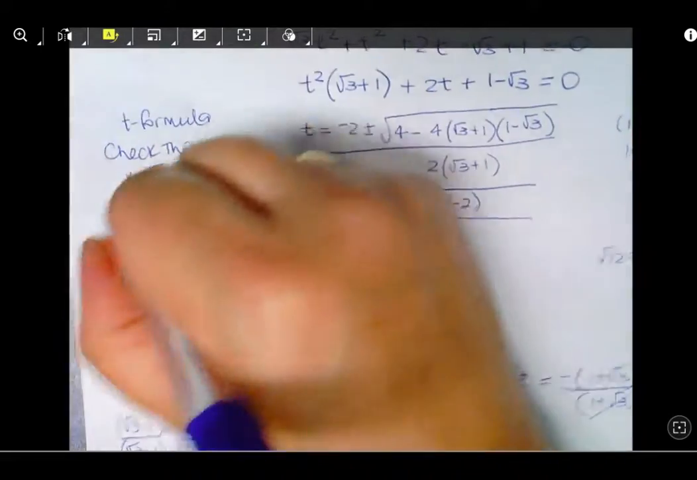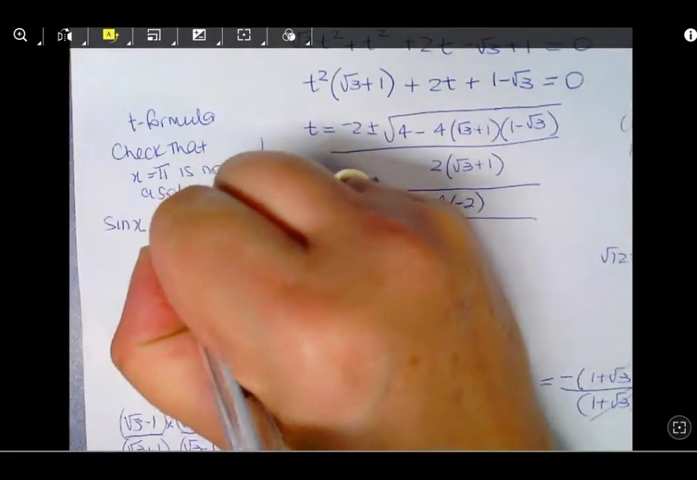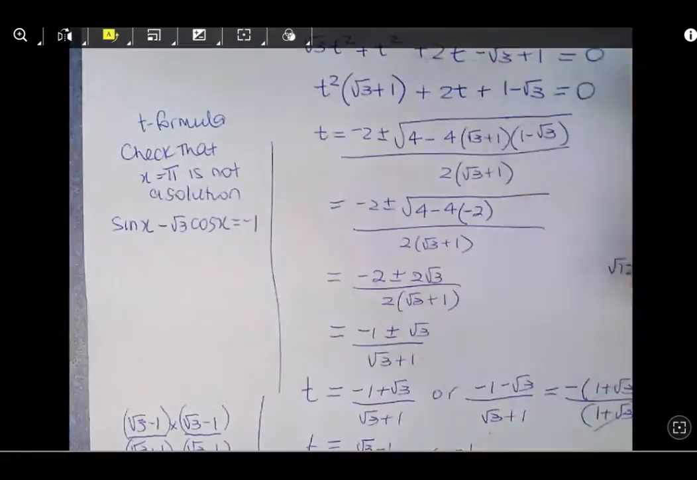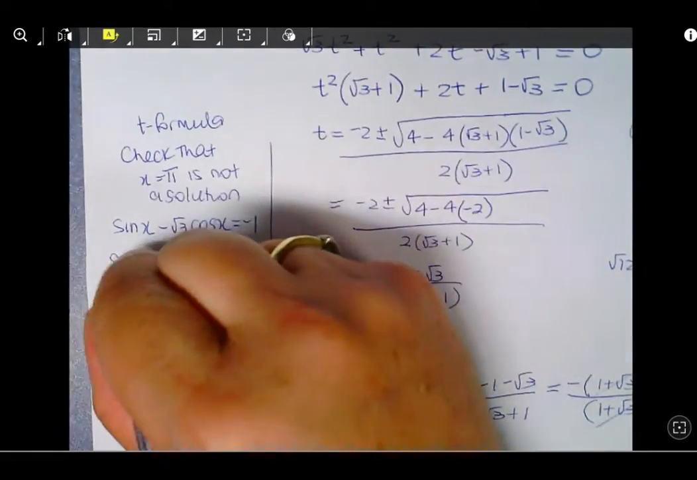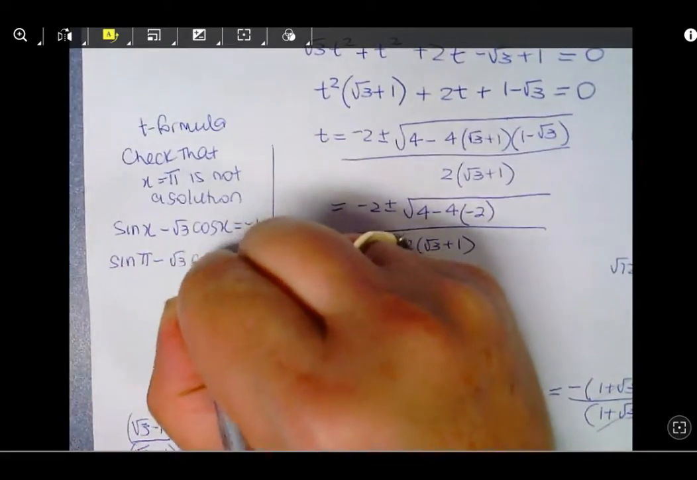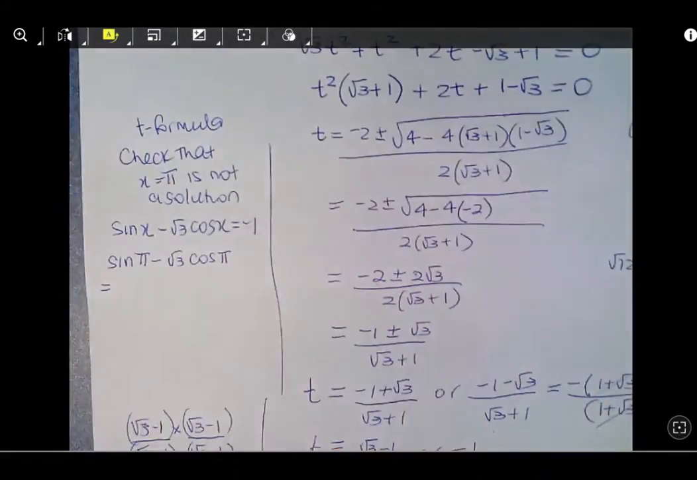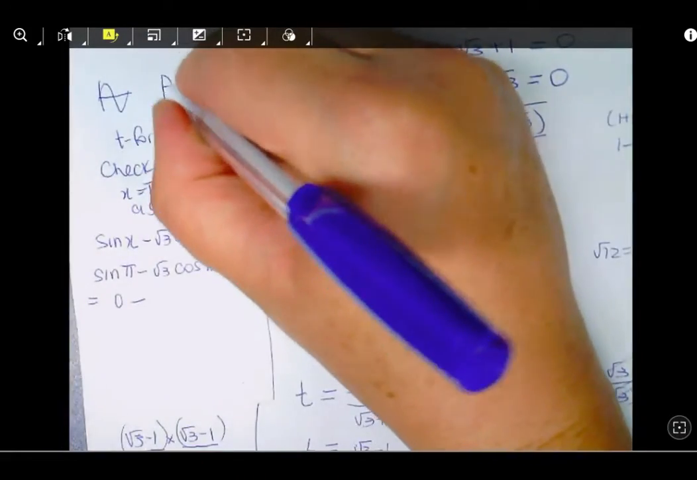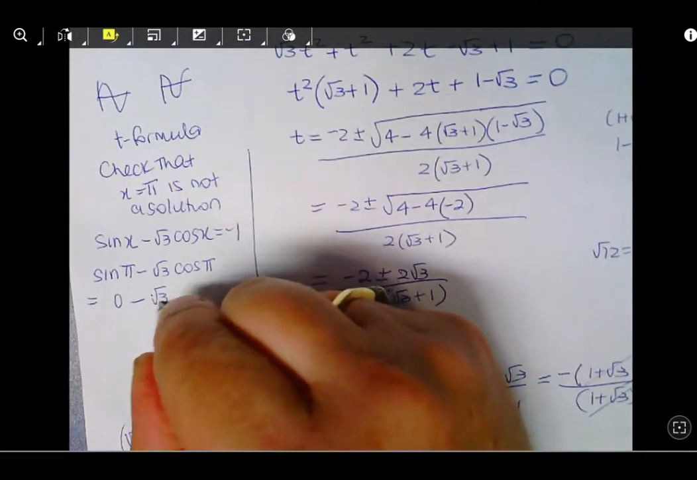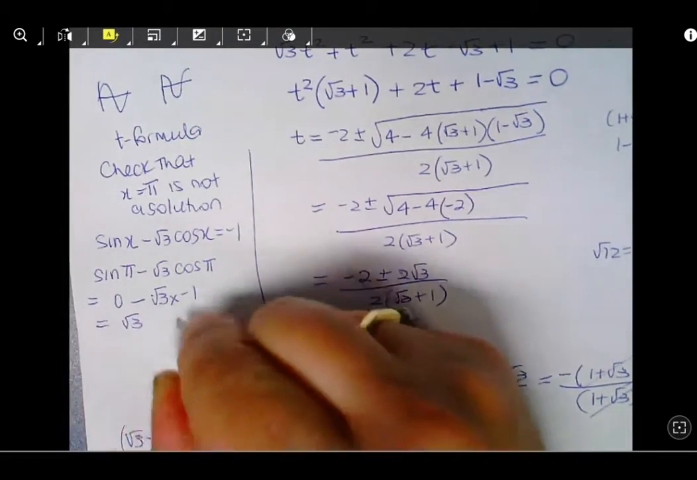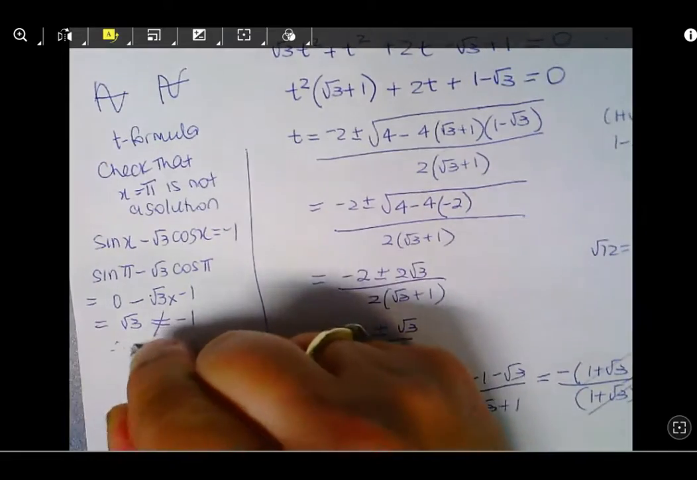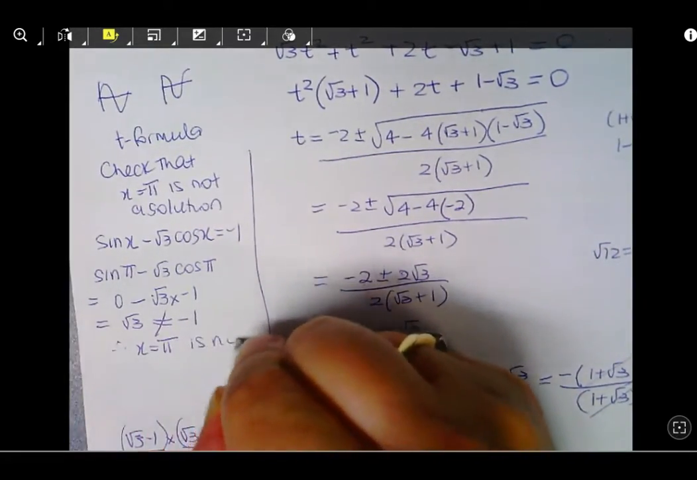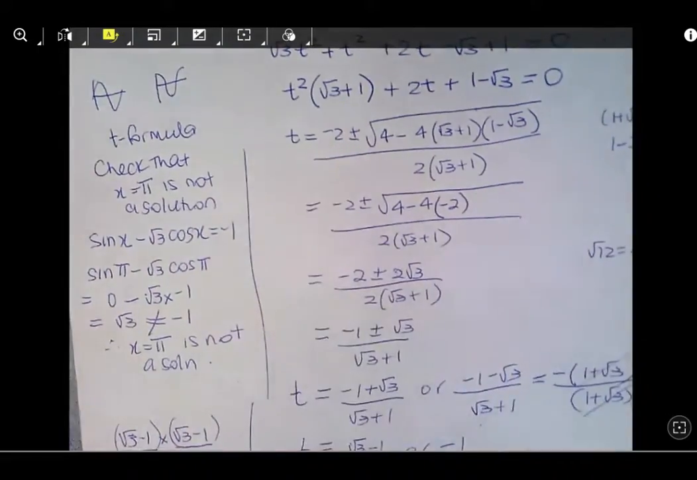So let's see, here's my question, sine x minus root 3 cos x is negative 1. So let's check that x is pi is not a solution. Sine pi minus root 3 cos pi, let's see what it equals. That's sine of pi, if I just do a quick sine sketch, sine of pi is 0, so I get 0 minus cos of pi is negative 1. So 0 minus root 3 times negative 1, well, that's positive root 3. That does not equal negative 1, therefore x equals pi is not a solution. Okay? All right. That's the end of that question.